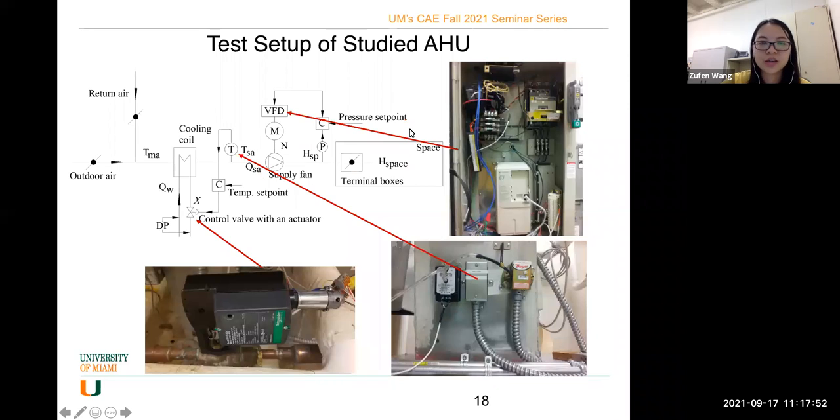During our test, this is the block diagram, and this is the VFD. You can see that this is the VFD, and this is the supply air temperature sensor on the supply air duct. And this is the cooling coil valve with an actuator. Then for the fan speed control system, we have to measure the fan speed. The fan speed can be obtained directly from the VFD, and we have to measure the duct static pressure using a pressure sensor. We have to measure the supply air flow rate using a flow meter.